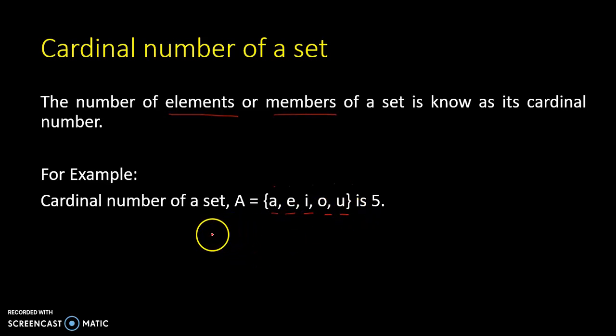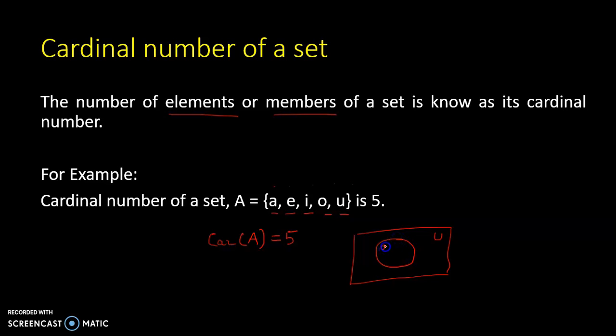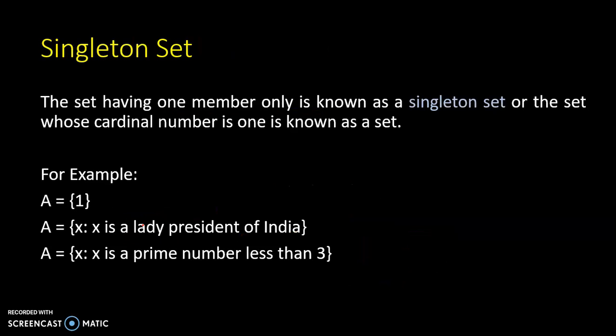There is no formal way as such that the cardinal number is supposed to be written, but you can simply write it like this, that cardinal number of A is equal to 5, because there are 5 elements in this particular set. If you want to represent this set in a Venn diagram, then this is the universal set, this is set A, and that is actually A, E, I, O, U. So this is the explanation on the cardinal number of a set.